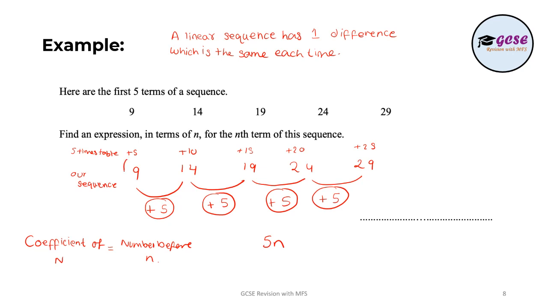So 5 to get to 9, we need to add 4. 10 to get to 14, we need to add 4. 15 to get to 19, we need to add 4. 20 to get to 24, we need to add 4. 25 to get to 29, we need to add 4. So each time we're adding 4. So 5n, we just add 4. And that's our answer. We've worked out the nth term of the sequence, which is 5n add 4.